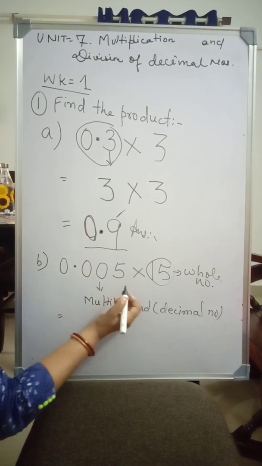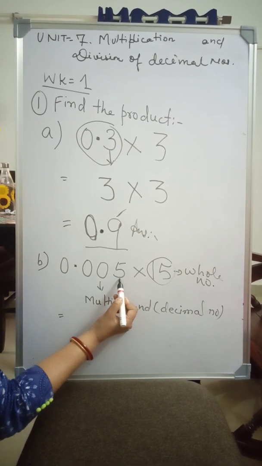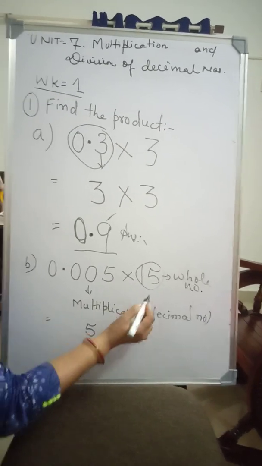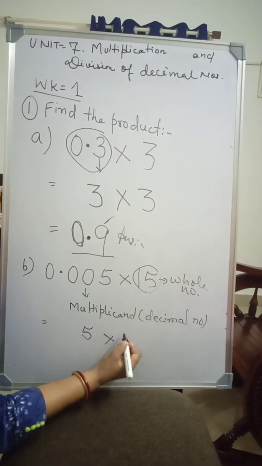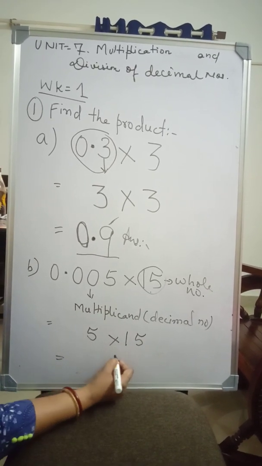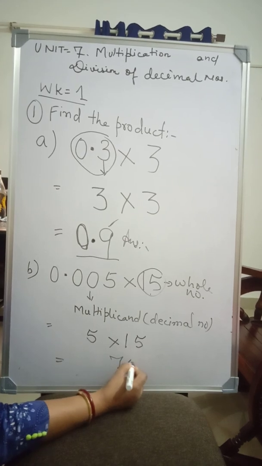Just forget it. Write down the digit of this multiplicand, that is 5, multiplied by this multiplier, the whole number 15. So after multiplying, 5 times 15 is 75.